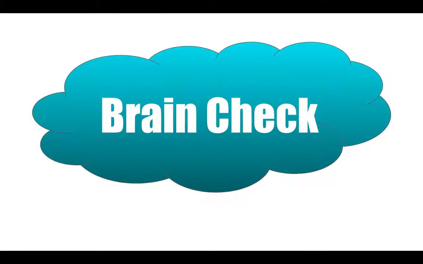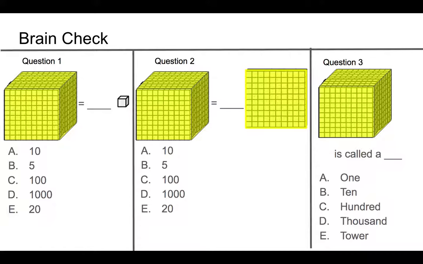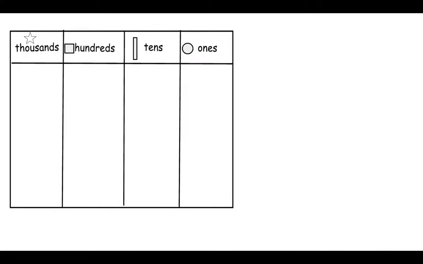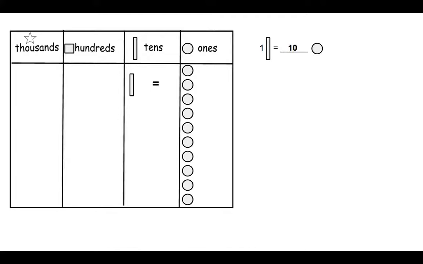Let's stop for another brain check. Answer these questions now. Now it's time to pull everything together. Let's think. One of these towers is equal to how many ones? Well, remember, 1 ten is equal to 10 ones. We can say with a multiplication sentence, 1 ten is equal to 10 groups of 1 one.